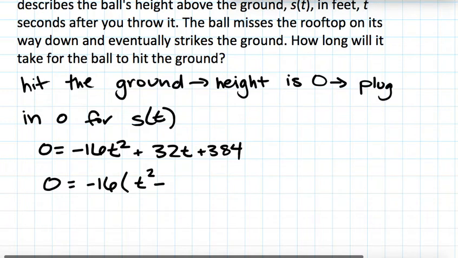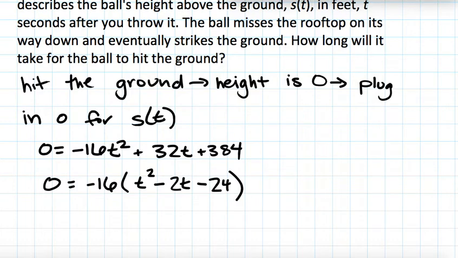16 times what is 32? Well, that's going to be 2. And then if I divide 384 by 16, what I get is 24. So this is going to be minus 24. Again, it's going to be negative because I'm factoring out a negative number. So I'm going to factor out the negative 16 first and then factor the trinomial.